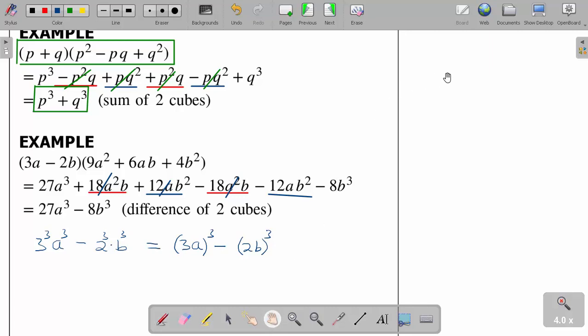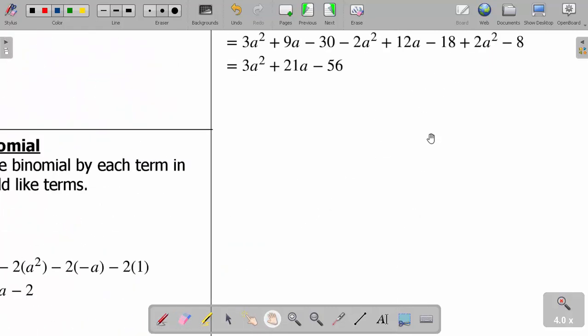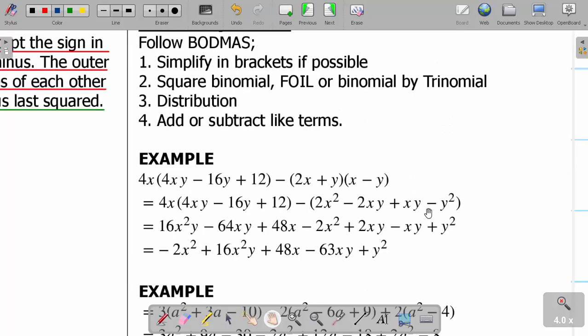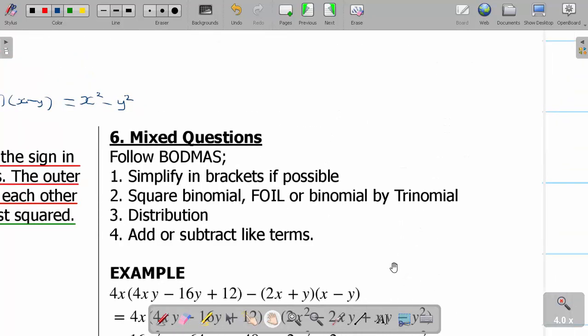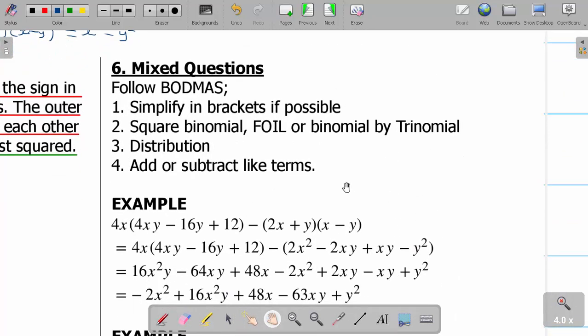Let us proceed now. Another one is mixed questions here. Again, we follow BODMAS. What do we do? Simplify in brackets if possible. Square the binomial using FOIL or binomial by trinomial. Then distribution, then you add or subtract like terms.